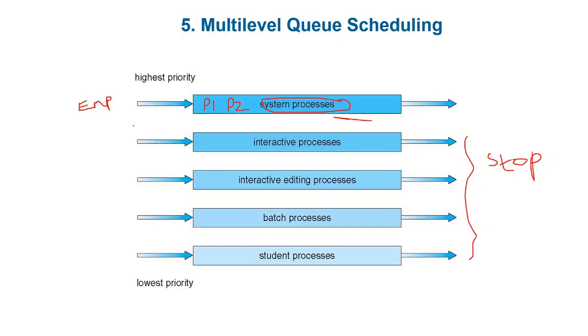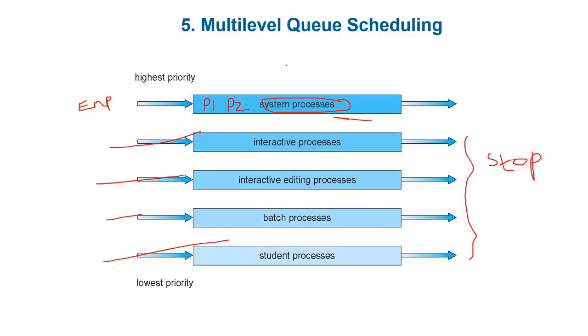If this is empty, then interactive process will get executed. Even if the interactive process ready queue is empty, then interactive editing process will get executed. Even if this is empty, then batch process will get the chance for execution, and then later student process will get the chance for execution. So the highest priority process will be placed at the top and will get executed first, and the lowest priority process will be put at the lowest and will be executed after the high priority processes, that is, only after completion of all the high priority processes.